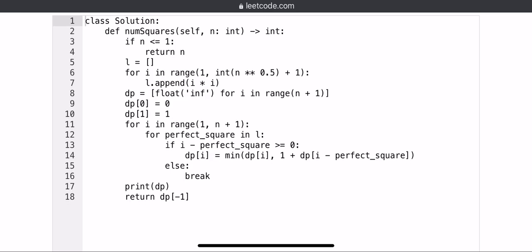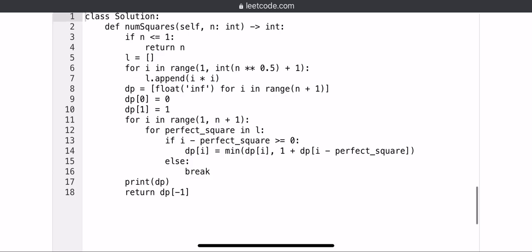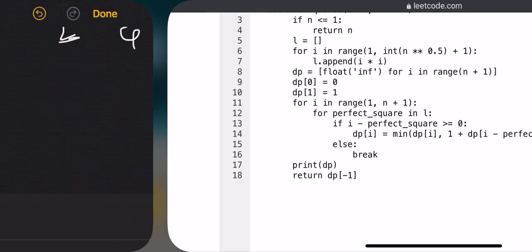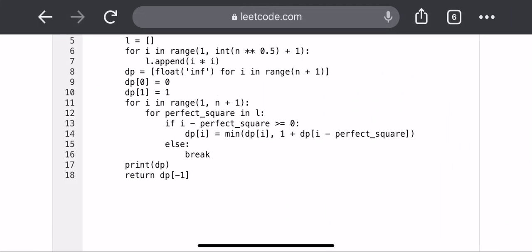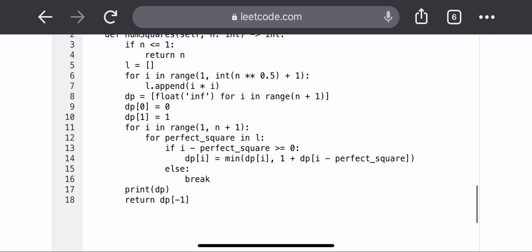Let's keep a list of perfect squares here. What we are going to do is, we take numbers until the square root of the given number n, and we will append all the numbers until that number. And dp is our array that we just saw here, it is this array, and the base cases are these. For 0 it is 0, and for 1 it is 1.